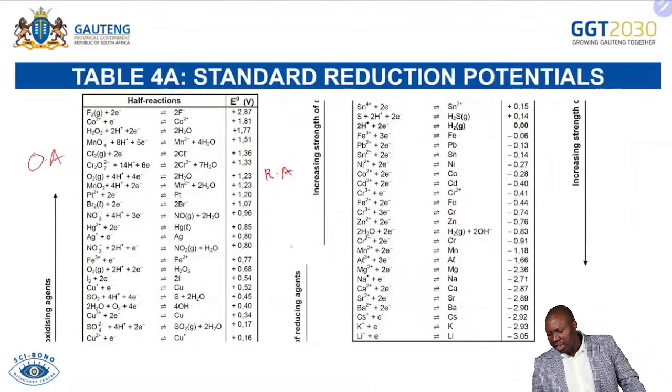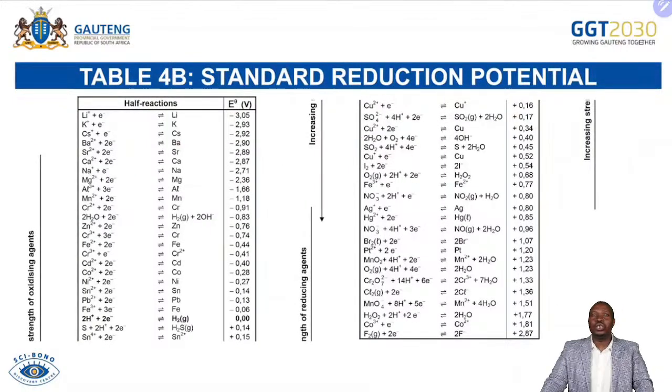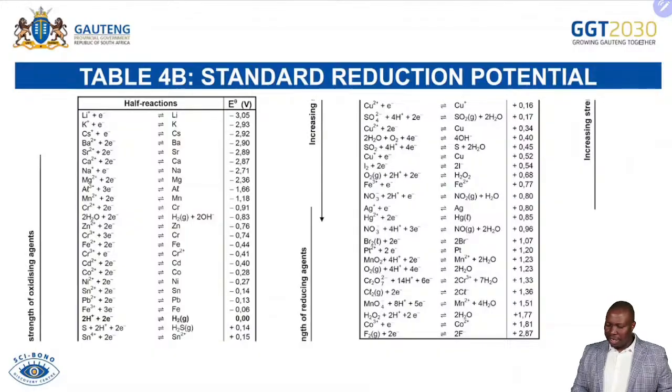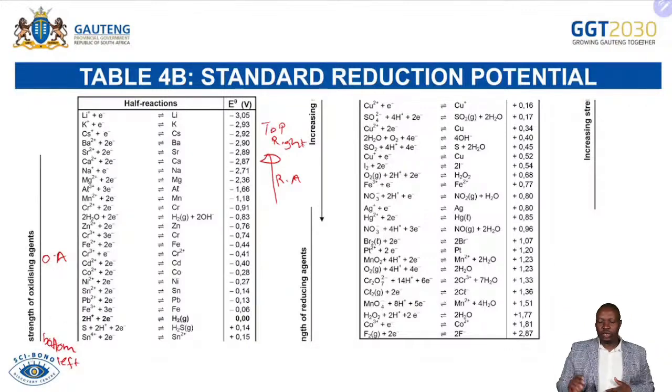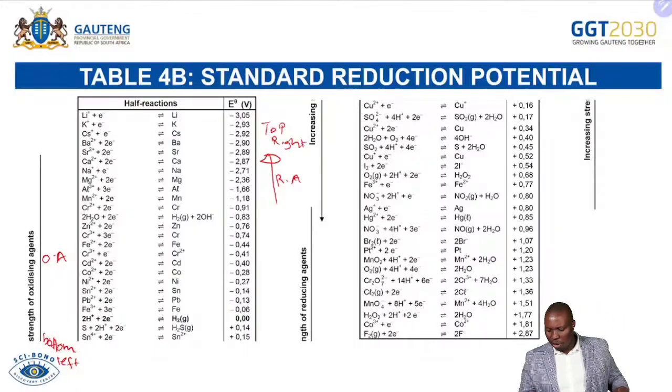The same applies if you are using table 4B, which is the most popular table. On table 4B, you can see that for the oxidizing agent, strength is downwards. For the reducing agent, the strength is upward. So where do we find our reducing agent? Top right. At the top right, we find our reducing agents on table 4B. Where do we find our strongest oxidizing agent? Bottom left. Oxidizing agents are on the left, and at the bottom of table 4B, you will find your strongest oxidizing agent. So that's how you utilize the table, and then you are able to answer questions.